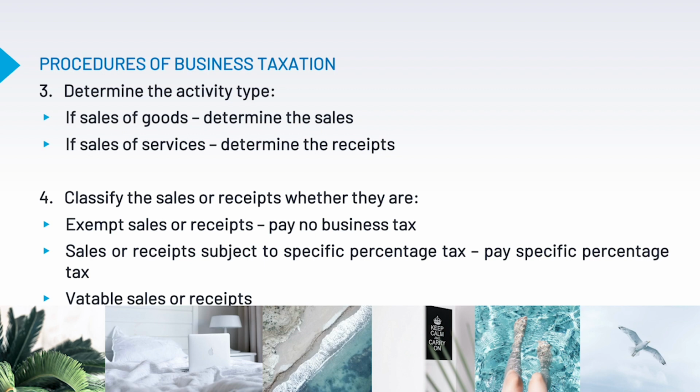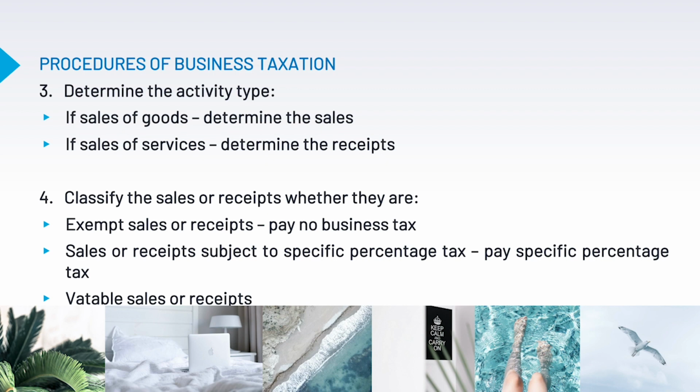Okay? So, we will learn that in the future. There are different types of transactions that are exempted from business tax. Number 2, sales or receipts subject to specific percentage tax, pay specific percentage tax. If they are not covered under value added tax, we will determine that in number 5. What is the difference between business tax, VAT, percentage, excise?